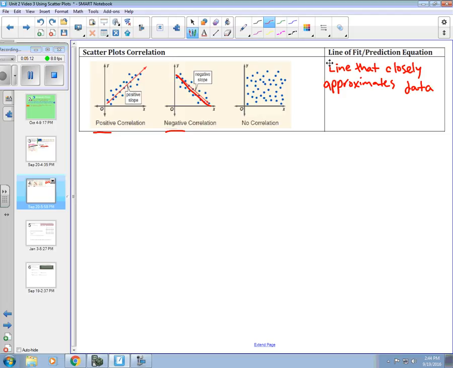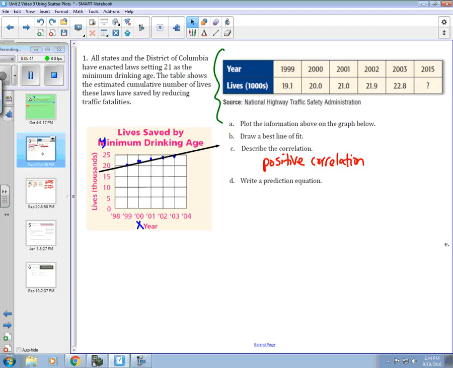Okay, this is also known as line of best fit, and also sometimes called your line of regression, or a regression line. Those are all terms that mean the same thing. So you might hear this, you might hear this, you might hear prediction line. They're all kind of talking about the same thing. Okay, so how do we get that prediction line? Or how do we get that prediction equation?